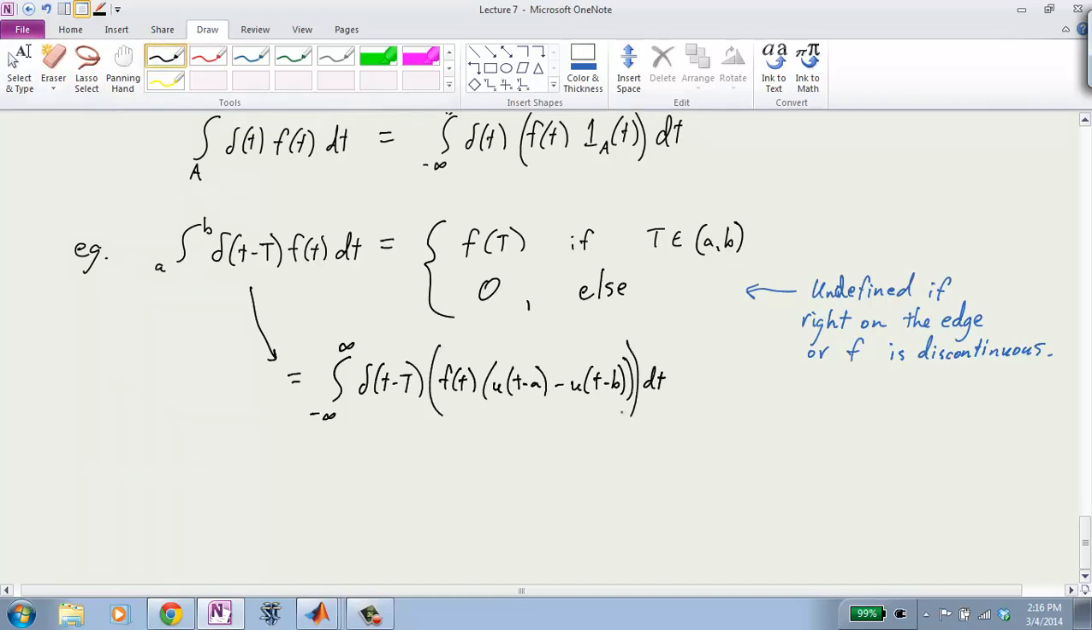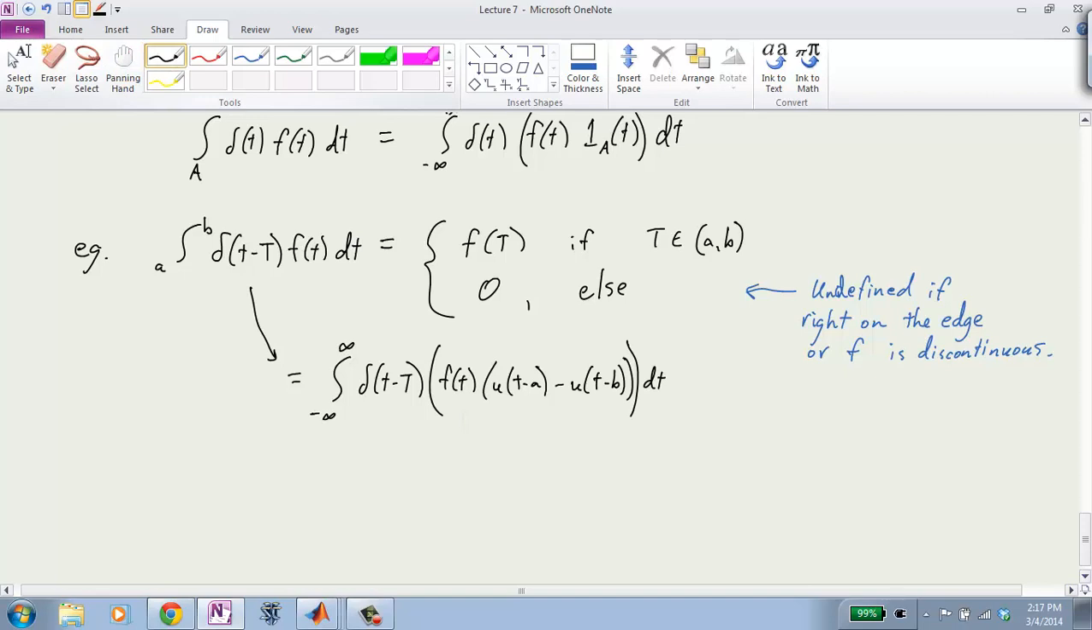Now this is our new function, and we already have a formula that says if this is continuous at cap T, then we're fine. If cap T is outside of that interval, this is going to be continuous and 0, so your answer would be 0. But if cap T is in that interval, then the indicator is 1, and assuming f is continuous, this will be a continuous function equal to f inside that interval. When you're on the edge, it's discontinuous. You shouldn't try to talk about what the integral would be when you multiply by delta.